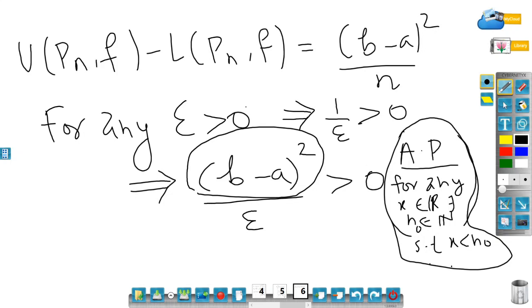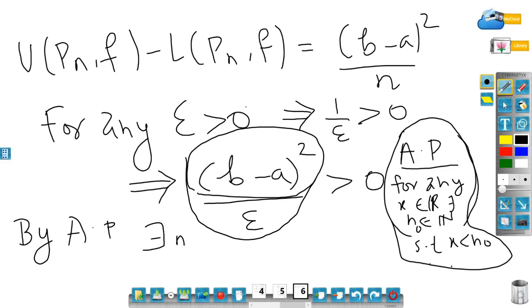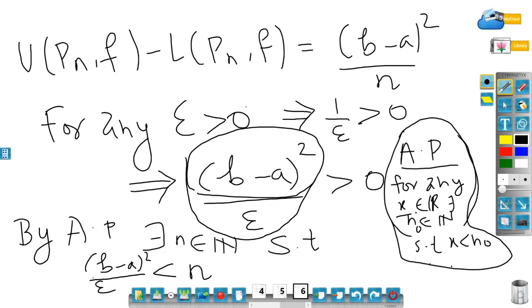Right. So now I am saying that this is my real number which is greater than 0. So by the Archimedean principle, I can say that there exists a natural number n such that b minus a whole square upon epsilon is strictly less than n. Now in this case my x is b minus a whole square by epsilon. So if I am applying the Archimedean principle, x is b minus a whole square by epsilon. So I hope this is clear.